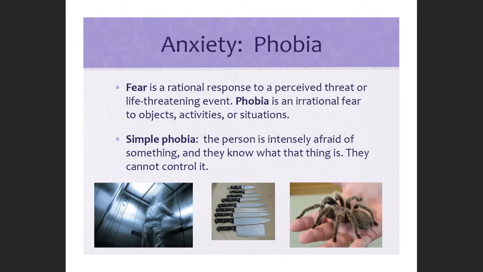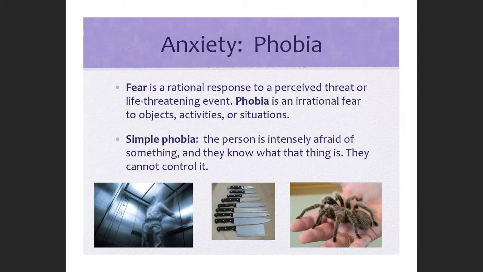Well, let's start with the very first one here, phobias. What we need to do first is distinguish between a fear and a phobia. So fear is a rational response to a perceived threat or life-threatening event. If you're on that hike and you see the grizzly bear, you're going to feel afraid and you're going to try to do something to protect yourself from the bear, right? But a phobia can feel just as frightening as fear, but it's irrational. And these fears happen in response to objects, activities, or situations.